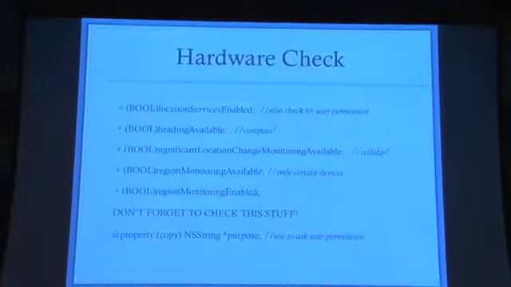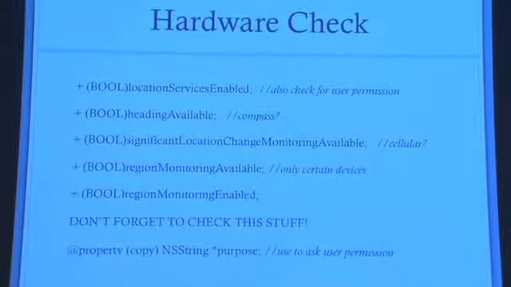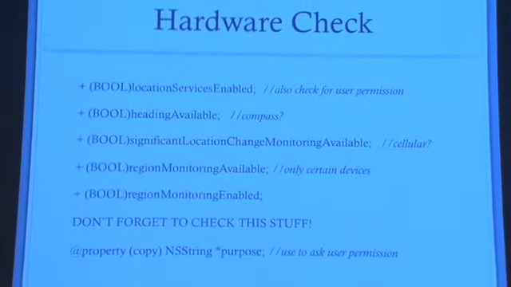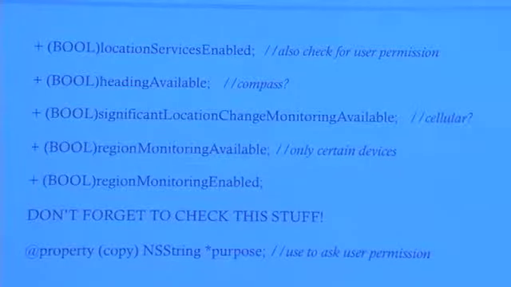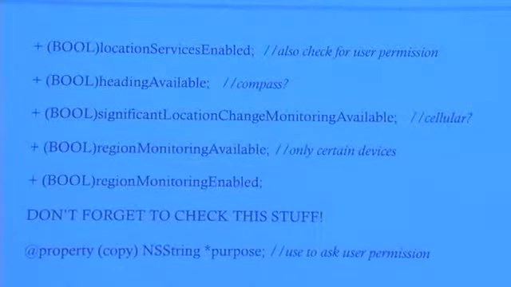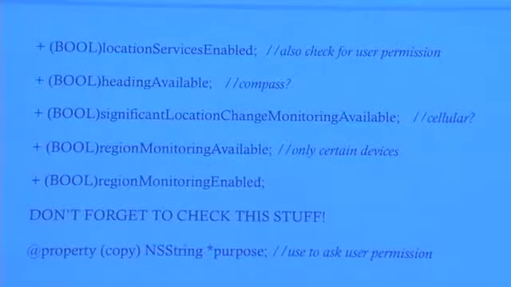So this is the hardware check that you would do. These are all class methods that return bools. So you want to see if location services is enabled. And then you can start checking for the user permission, and I'll show you that in the demo. Then you want to see if the heading's available. Not all devices have a compass in them, so this won't always be available. Significant location change monitoring is available. That's only on cellular devices. And then this thing called region monitoring, and this is only on certain devices. Region monitoring would be geographical regions to check and see when you've entered a certain region that you've set.